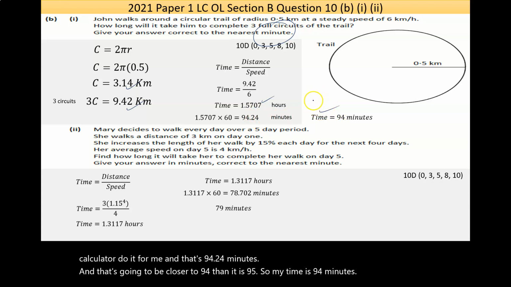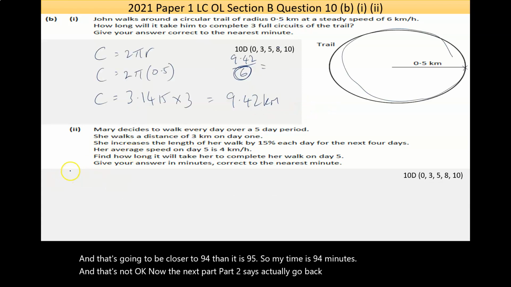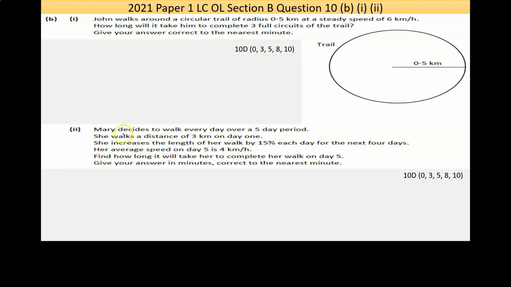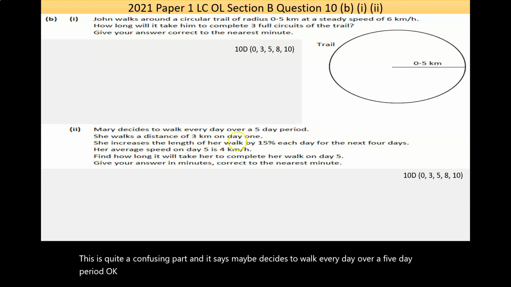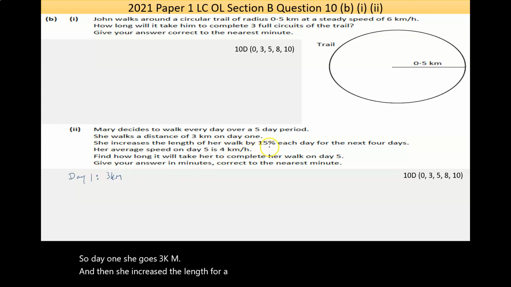And that's that. Okay. Now the next part, part 2, says, actually I'll go back here. Now this is quite a confusing part. It says Mary decides to walk every day over a 5-day period. She walks a distance of 3 km on day 1. So day 1, she goes 3 km. And then she increases the length of her walk by 15% each day for the next 4 days.